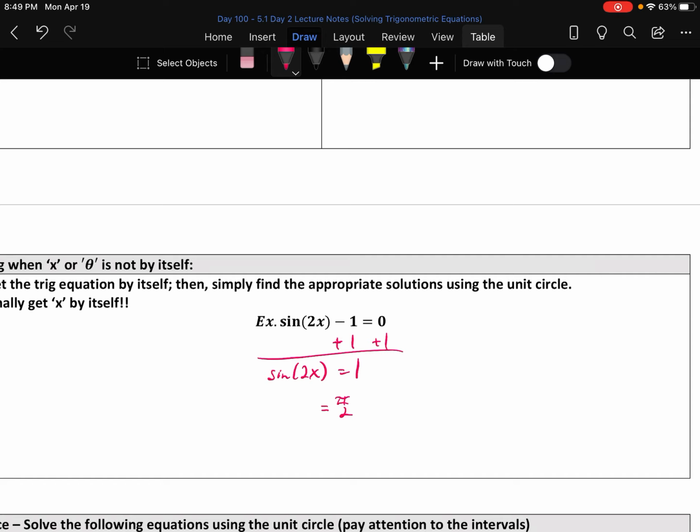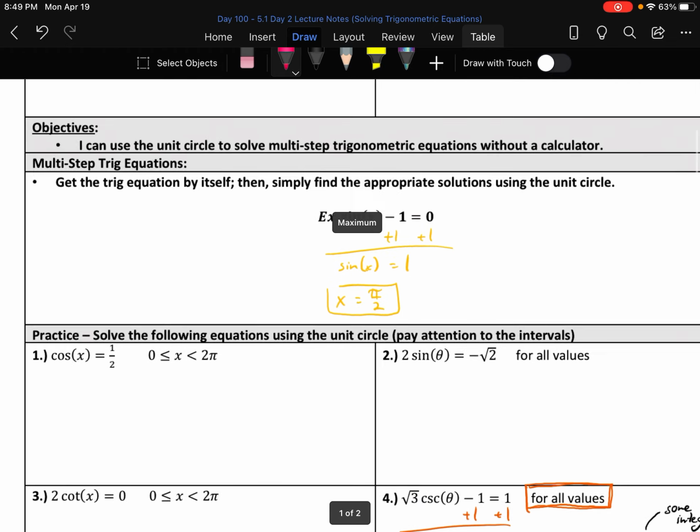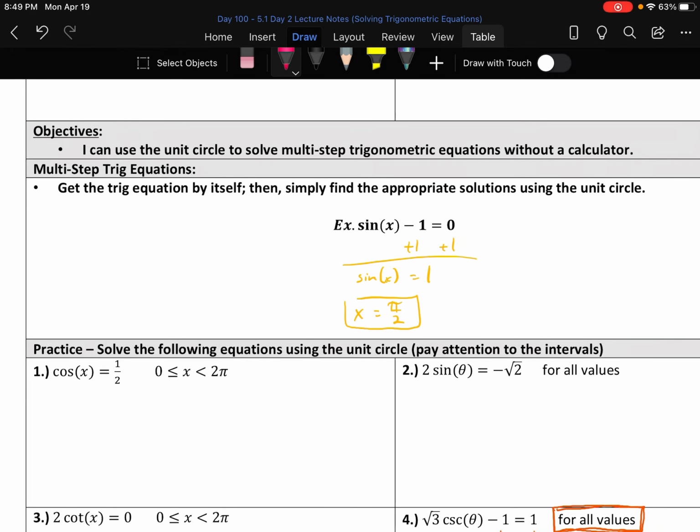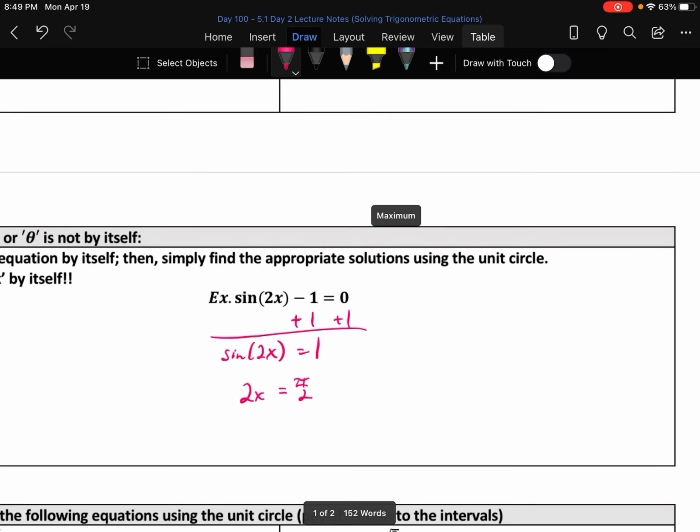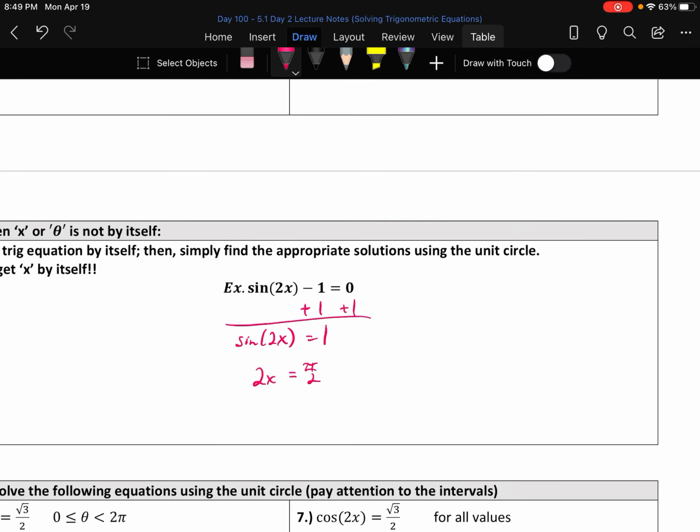But notice something here. We don't have just x inside the parentheses anymore. We have 2x. So it's not that x is equal to pi over 2. It's 2x is equal to pi over 2, because that's what we have inside the parentheses. It's not x equal to pi over 2 like we had in the previous example, where it was literally just x inside the parentheses. This time we have 2x is equal to pi over 2, because that's what's given to us.